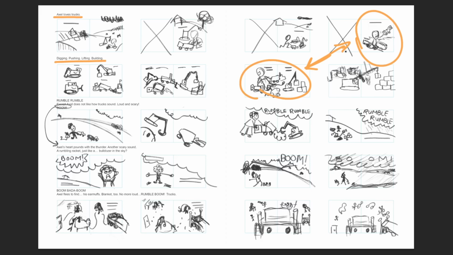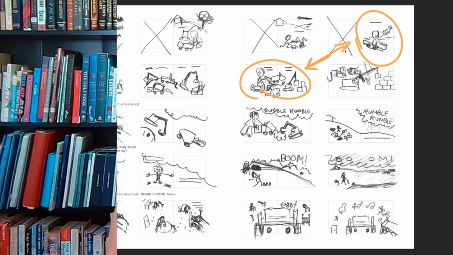I do have a picture in my book of him playing with his trucks, but now it's not 2 pages right back to back where the same thing is happening. Thumbnails help you visualize the pacing of your story, where the big moments are, where the quieter moments are, and how they all fit together.